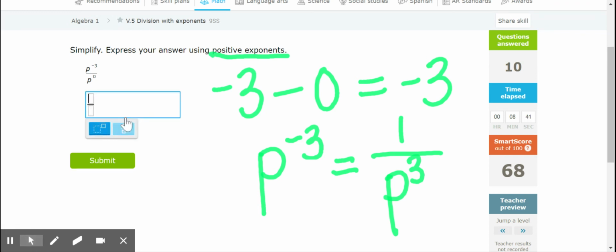So I'm going to click my fraction. I'm going to have a 1 as a numerator and P to the 3rd.